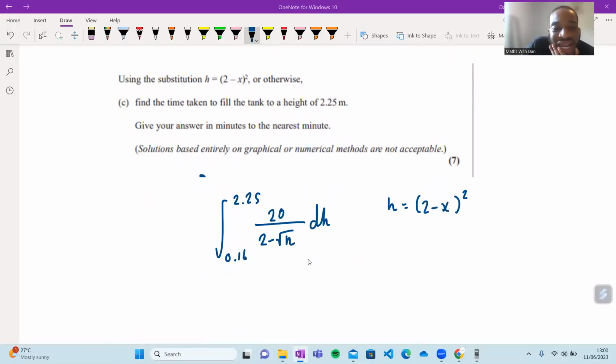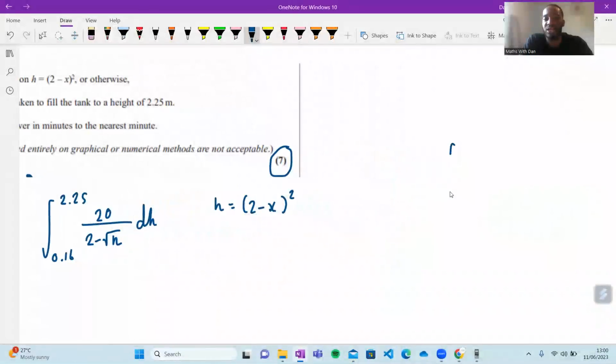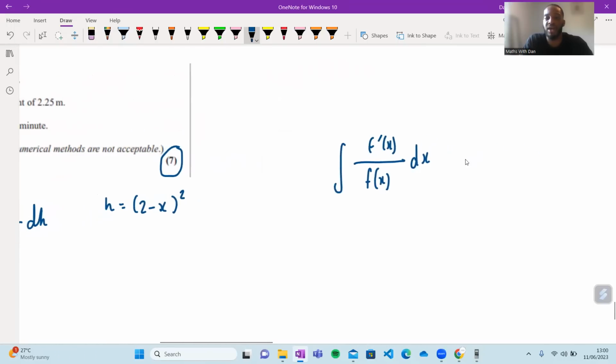Is it not just 20 ln x? No. Remember, when you're dealing with this one, think of it as this. It's 7 marks. It's not going to be a quick one, right? And remember, when you're integrating fractions, the way you get ln x is if you inspect the denominator. If I have f of x on the bottom, and the numerator is f dash of x or some constant multiple of it, this is ln of f of x, right?